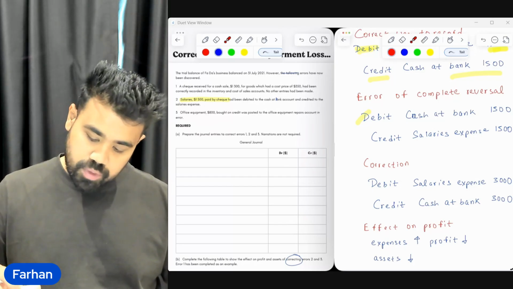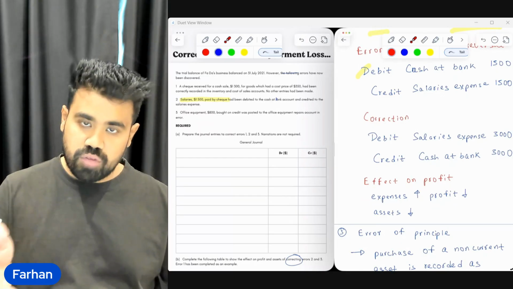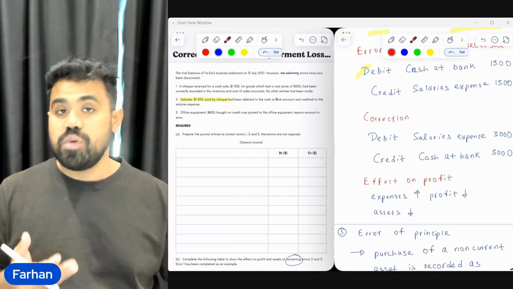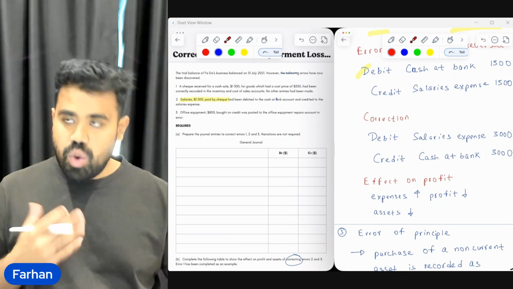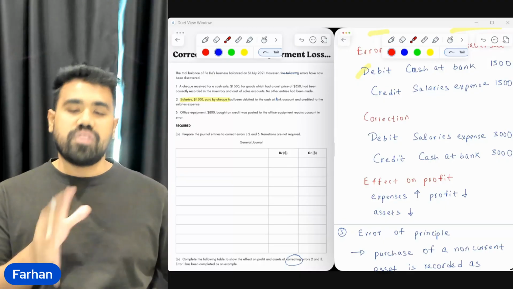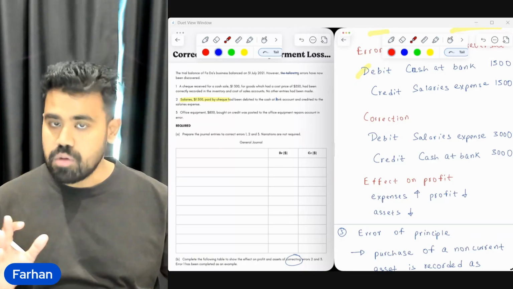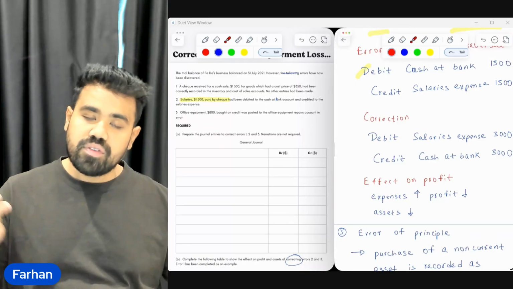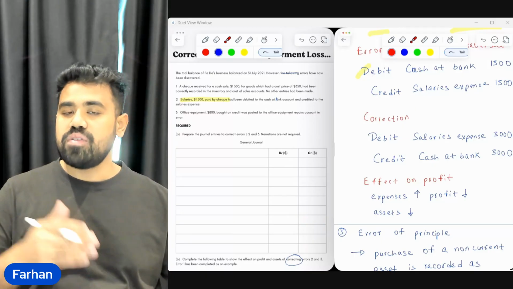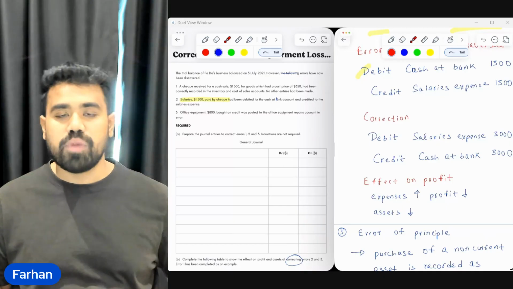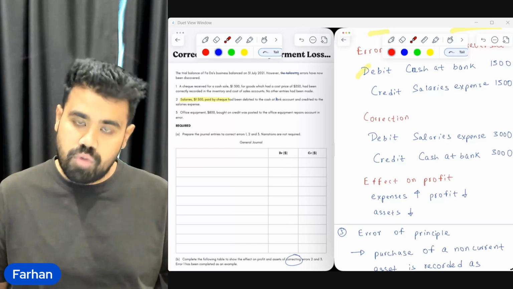Okay. Now, if we were to discuss the effect on profit for this correction that we have just performed, where we debited the salaries expense by $3,000 and we credited the cash at bank account by $3,000, what is the effect? We calculate profit simply as the difference between all expenses and the revenues that we have got in the business, in simple terms, okay? So when we are debiting salaries expense by $3,000 as part of a correction, our expenses are obviously increasing in value. And when expenses increase in value, profits must go down in value, because profit and expenses have an inverse relationship, which means when one goes up, the other must go down, right?